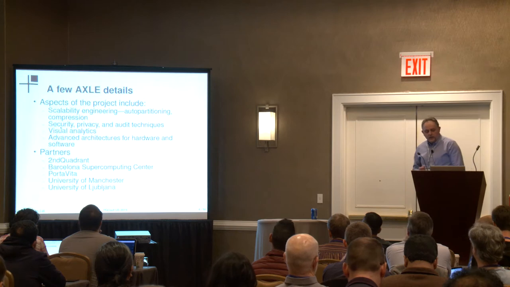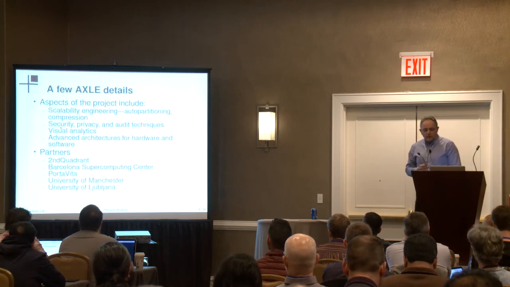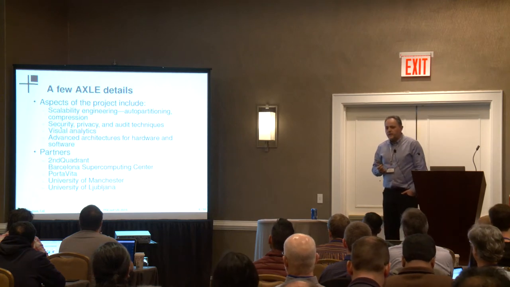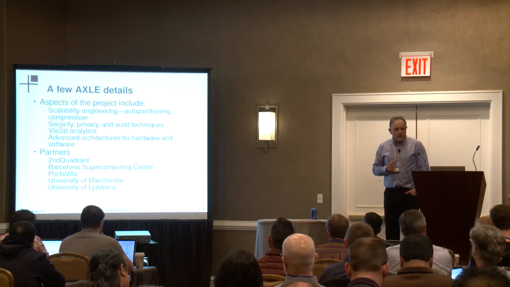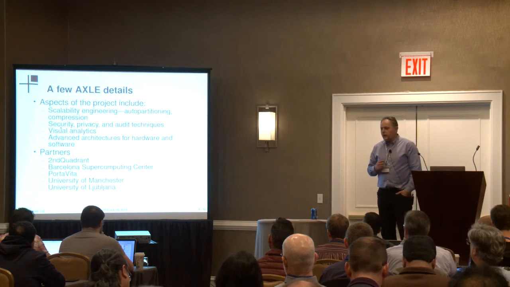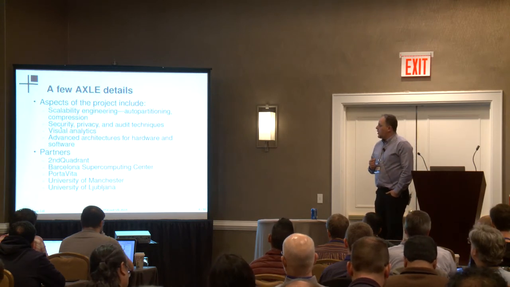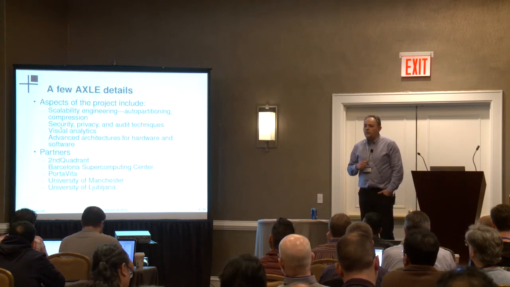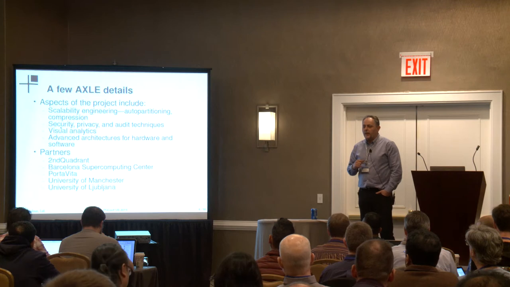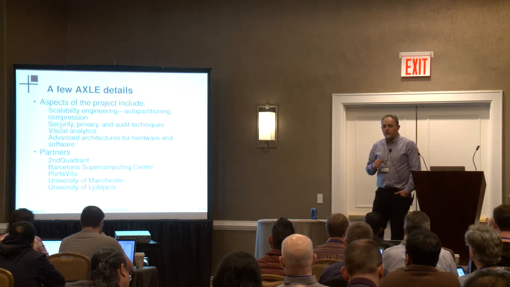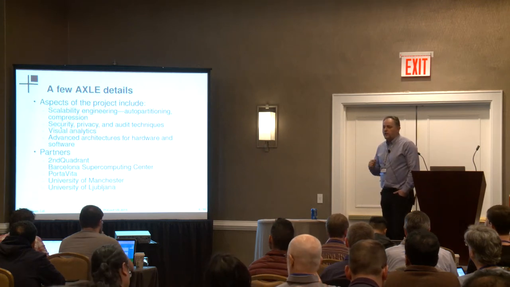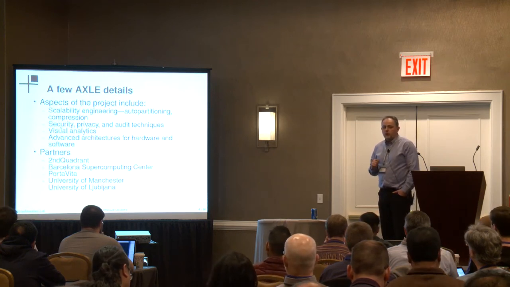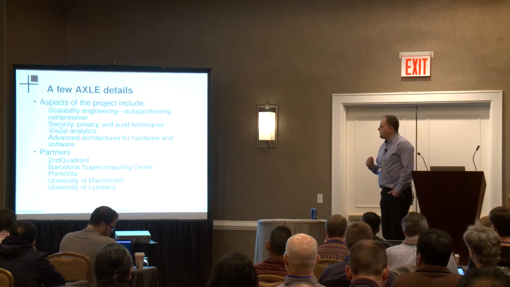So the AXEL project has got a number of different partners, a couple of different universities, and another small and medium enterprise. And we're working on a number of different aspects of analytical systems. One of the most important of those, which we don't normally get to talk about, is actually security and privacy. And so this project also sponsored work on row-level security and also the work that's being done on audit.